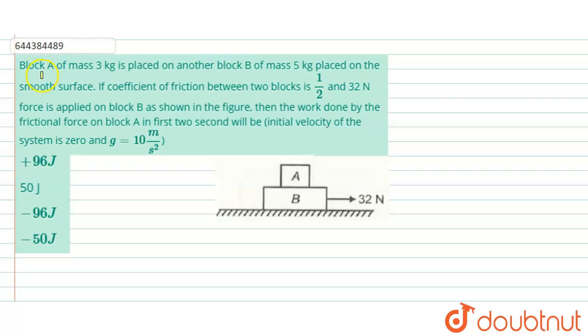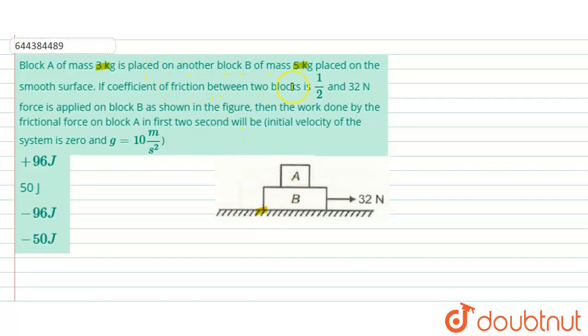Hello everyone, let us try to solve the given problem. The given problem simply states: block A of mass 3 kg is placed on another block B of mass 5 kg placed on a smooth surface. So you can see two blocks here. B is of 5 kg, A is of 3 kg, and they are placed on each other. This is smooth, and here we have friction.